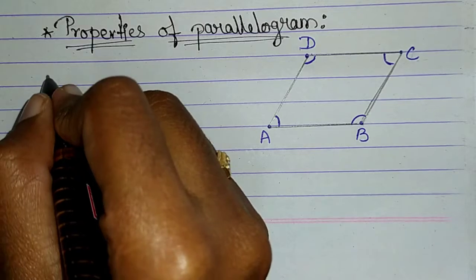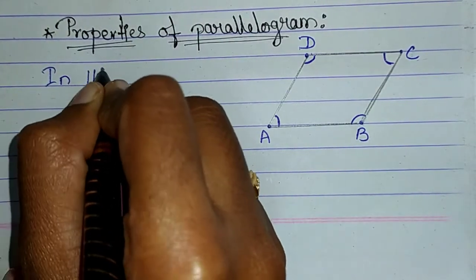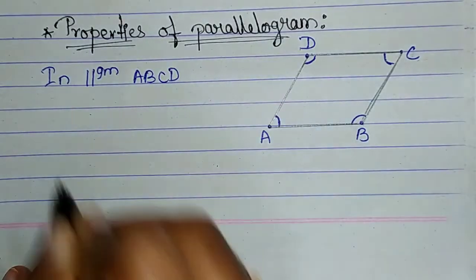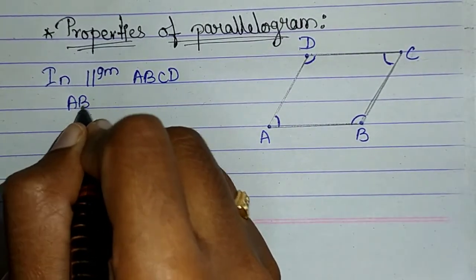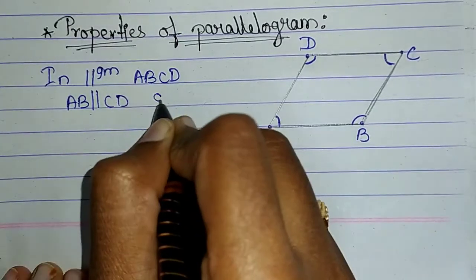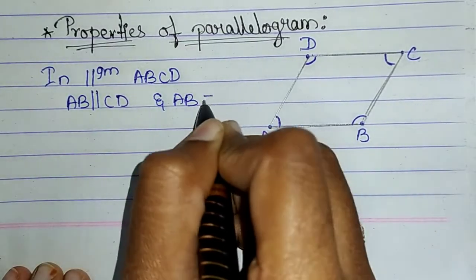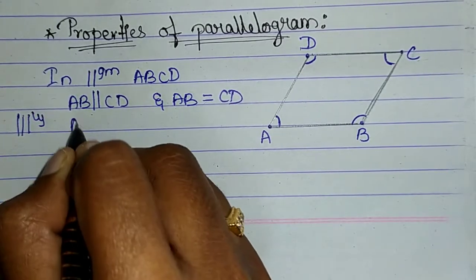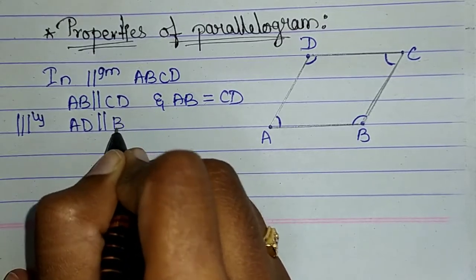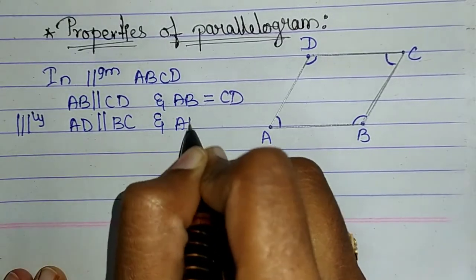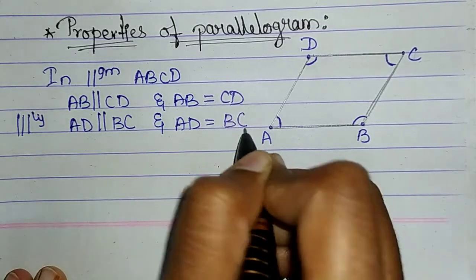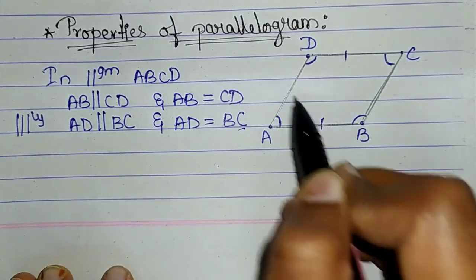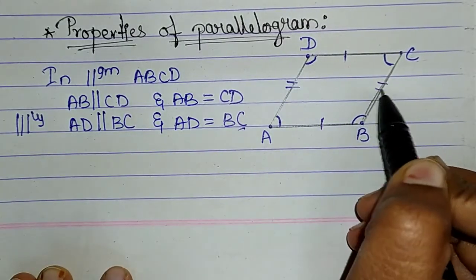In parallelogram ABCD, AB is parallel to CD and AB is equal to CD. Similarly, AD is parallel to BC and AD is equal to BC. So in a parallelogram, opposite sides are always equal and parallel to one another.